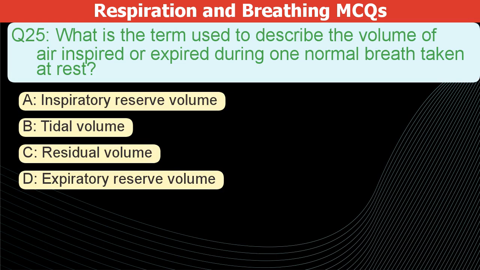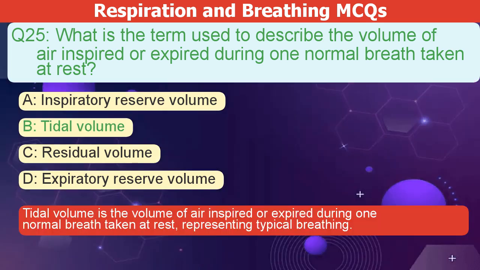What is the term for the amount of air breathed in or out during a normal, resting breath? A. Inspiratory reserve volume. B. Tidal volume. C. Residual volume. D. Expiratory reserve volume. The correct answer is B. Tidal volume is the volume of air inspired or expired during one normal breath taken at rest, representing typical breathing.